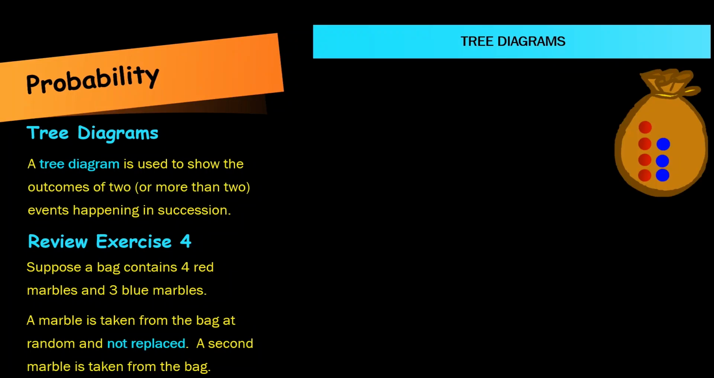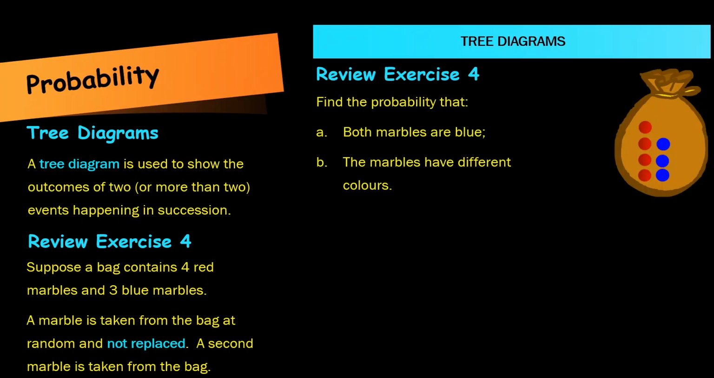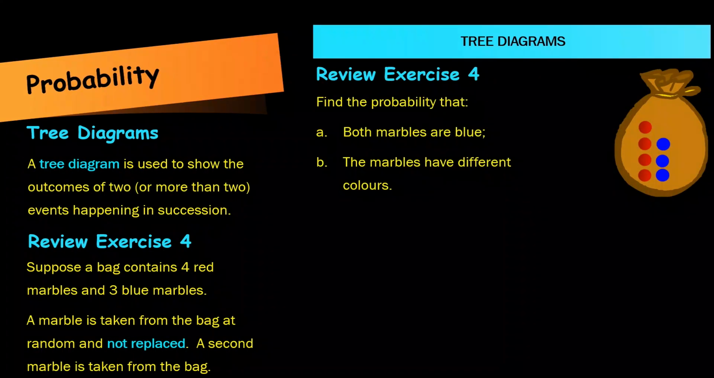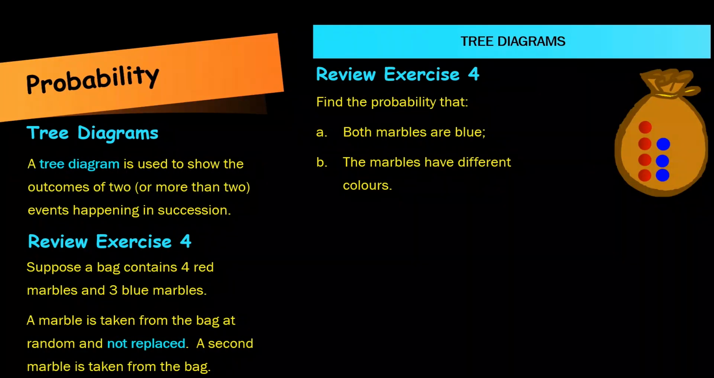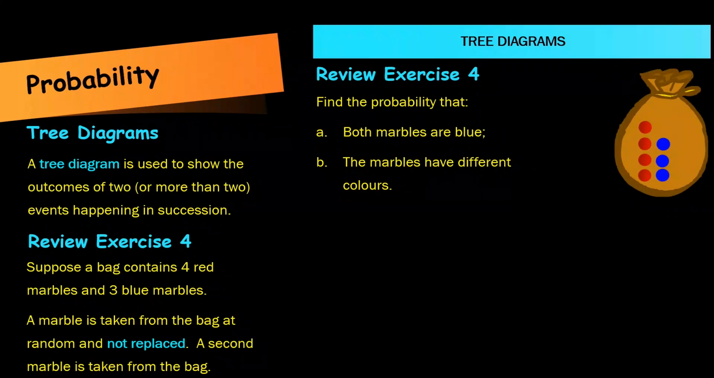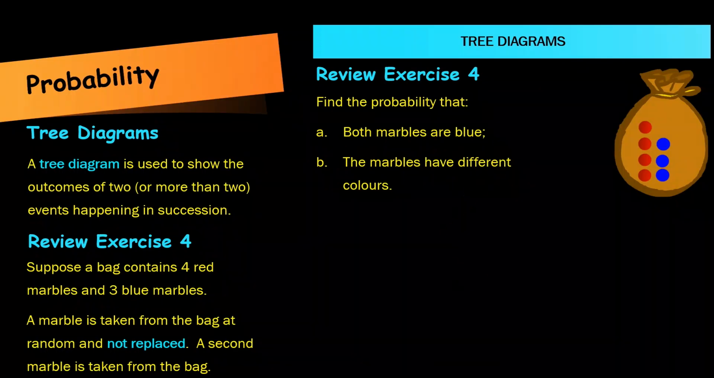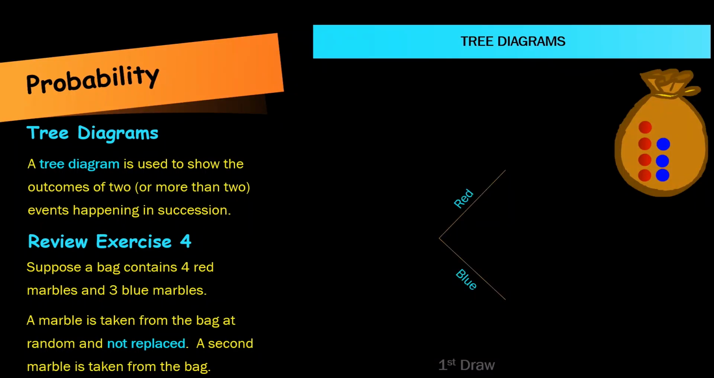Here's the scenario in pictures. 4 red marbles and 3 blue marbles. We are required to find the probability that both marbles are blue. And in part B, we're required to find the probability that the marbles have different colours. Let's begin by drawing a tree diagram.